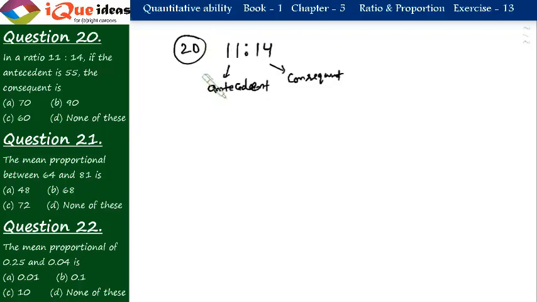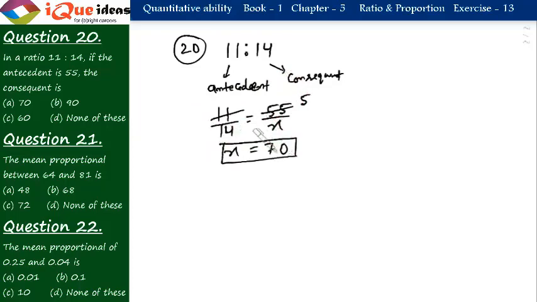The first number, antecedent, is already given: 55. So 11 is given 55. So 14 will be how much? We can do this directly by unitary method. 11 by 14 is equal to 55 by x. Let's say x is the consequent. 11 times 5 is 55, so x is equal to 70. Or we could have done it mentally: 11 fives are 55, so 14 fives are 70. That's what we had to do in this question.